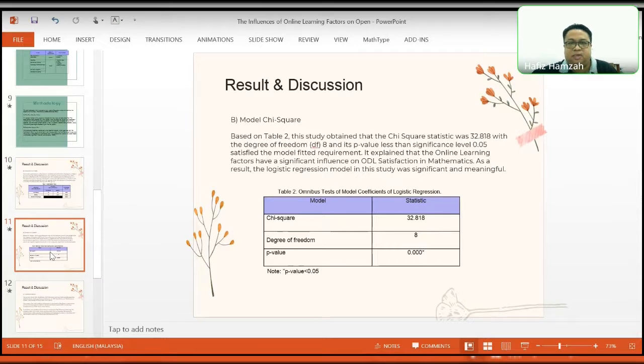Okay, so next one is the model chi-square. Based on table 2, here is your table 2, the omnibus test of model coefficients of logistic regression. Based on this table, this study obtained the chi-square statistic of 32.818 with degrees of freedom df 8, and its p-value is less than the significance level 0.05, and it satisfied the model fit requirement. So it also explained that the online learning factors have significant influence on ODL satisfaction in mathematics. As a result, the logistic regression model in this study was significant and also meaningful.